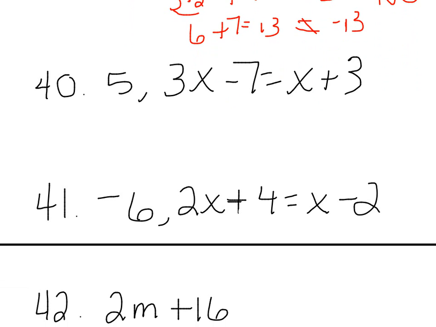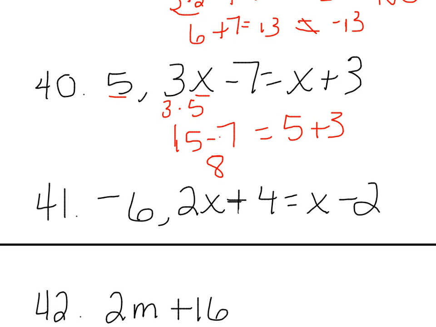On number 40, I'm going to plug the 5 in where the x is. So I'm going to say 3 times 5, which is 15, 15 minus 7, and that equals 5 plus 3 over here. 15 minus 7 here is 8, and 5 plus 3 is 8. So since 8 does equal 8, we're going to write yes. 5 is the solution.